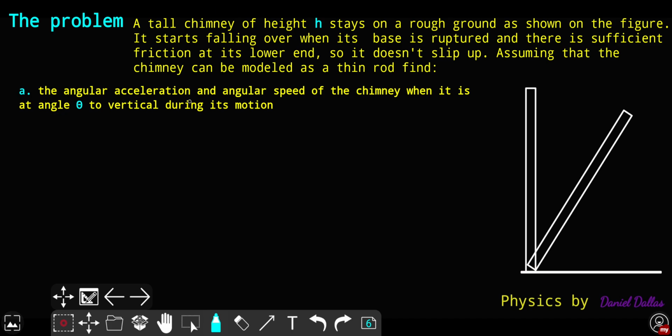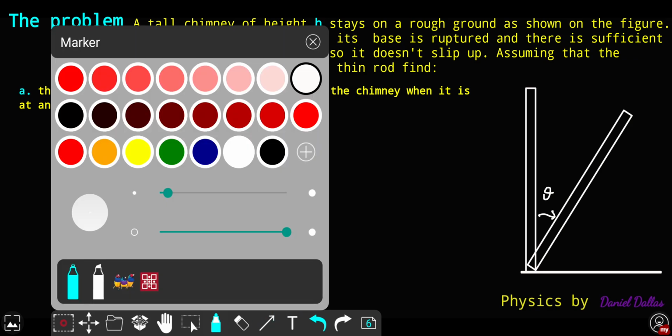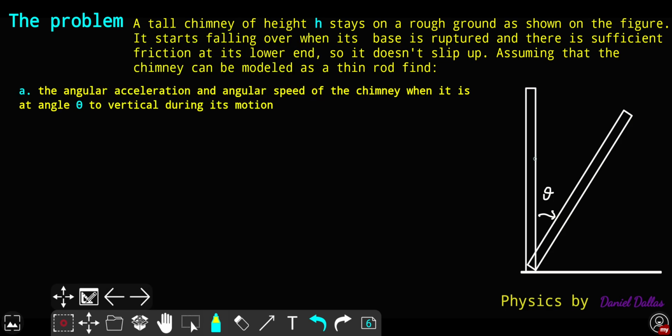We need to find the angular acceleration and angular speed of the chimney when it's at angle theta to the vertical during its motion. Let's say this is the thin rod, so the chimney can be modeled using the concept of a thin rod. That's very significant. Here is the position at time t at angle theta, so I mark this angle as theta. I also depict the trajectory of the center of mass.